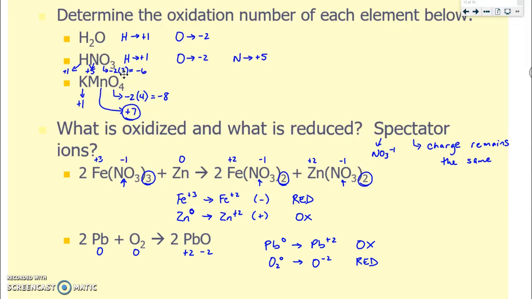Pb and O should both be 0 on the reactant side because they're by themselves. And then Pb becomes +2 and O becomes -2. So Pb went from 0 to +2, positive, so it's oxidized. And oxygen went from 0 to -2, so it's being reduced.